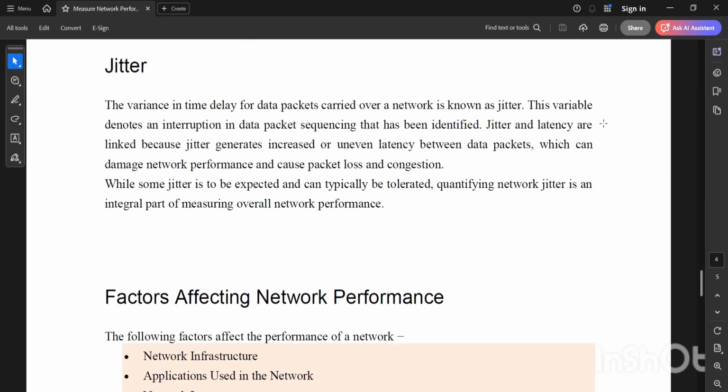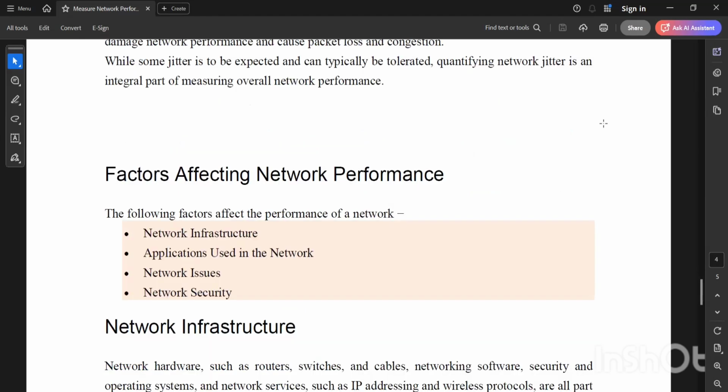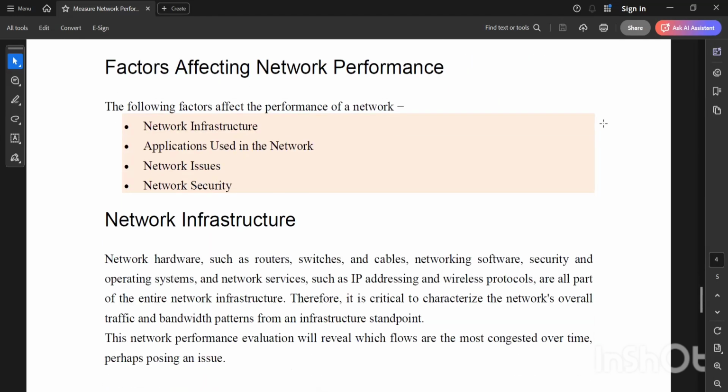While some jitter is to be expected and can typically be tolerated, quantifying network jitter is an integral part of measuring overall network performance. Here are some factors affecting network performance: network infrastructure, applications used in the network, network issues, and network security.